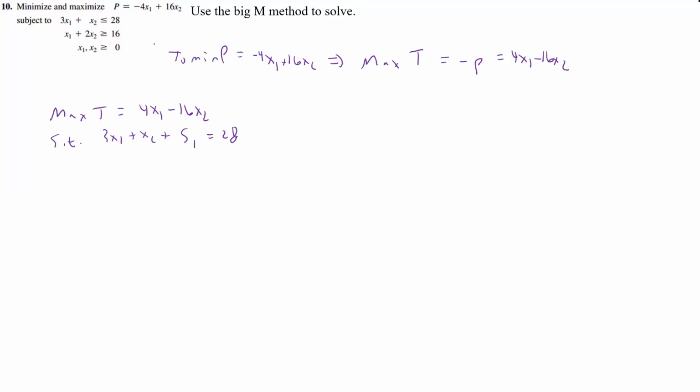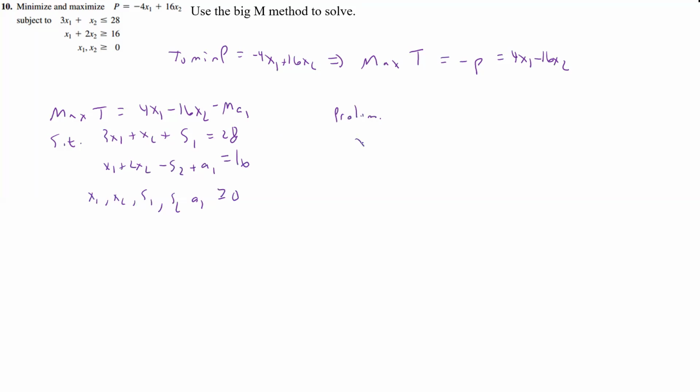Now, because this one's the opposite direction, what we have to do is we're going to have x1 plus 2x2, and then we're going to subtract off our surplus. We're going to add in our artificial, and that's going to be equal to 16. So now we had it added here, so now we have to subtract it off up here. And so now we've got all the variables x1, x2, s1, s2, and a1 are all greater than or equal to 0.